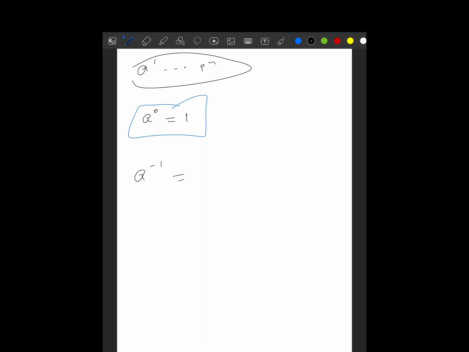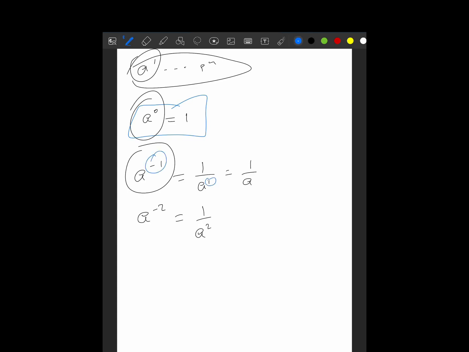Then let's look at a power negative 1. You know a power 1, we know a power 0, but a power negative 1 is the reciprocal. So a power negative 1 is equal to 1 over a power 1, which is equal to 1 over a, because we know a power 1 is a. So a power negative 2 is 1 over a power 2. That negative just turns positive in the denominator.